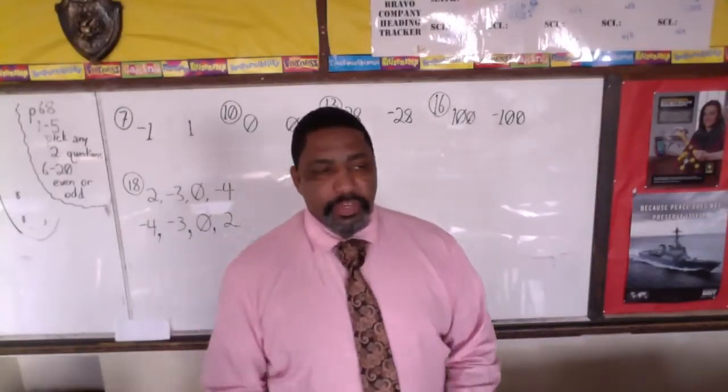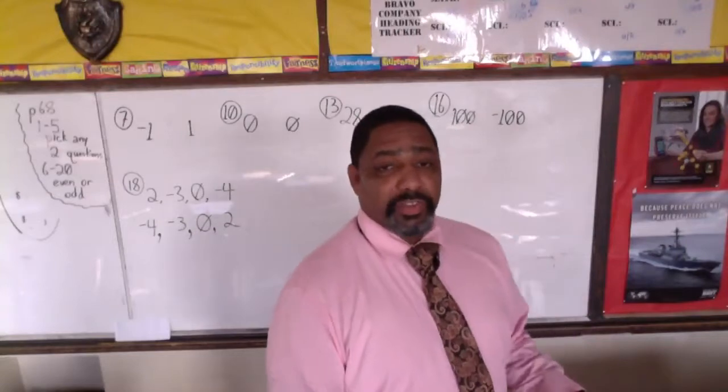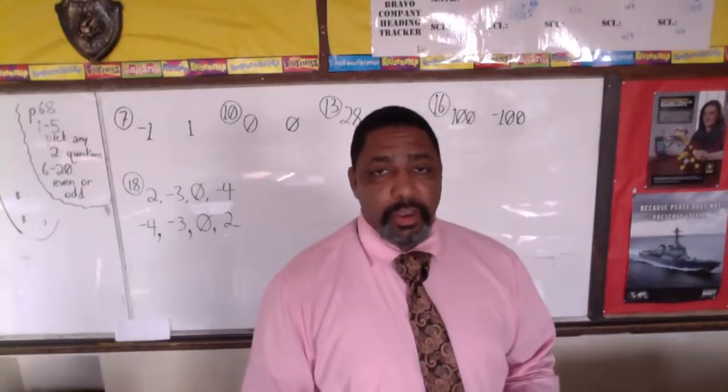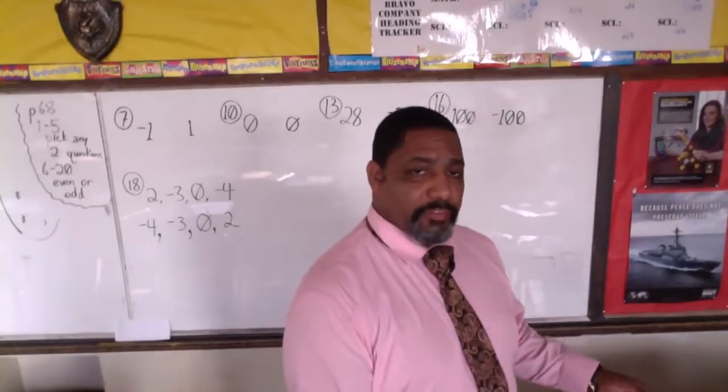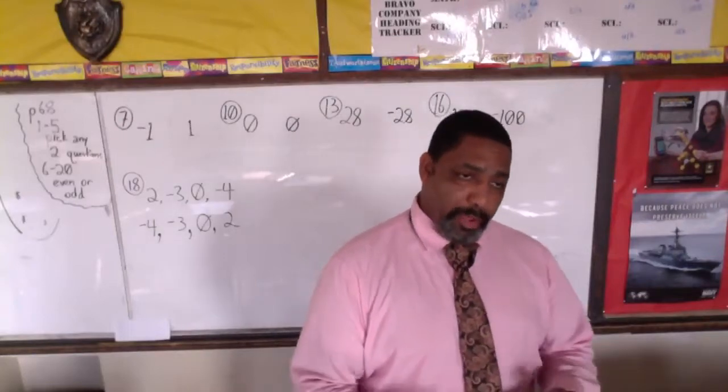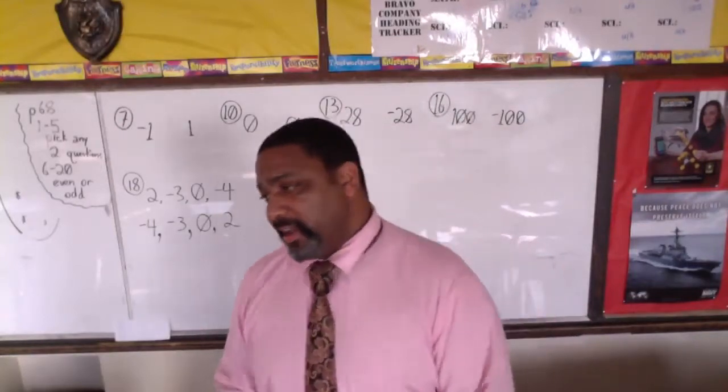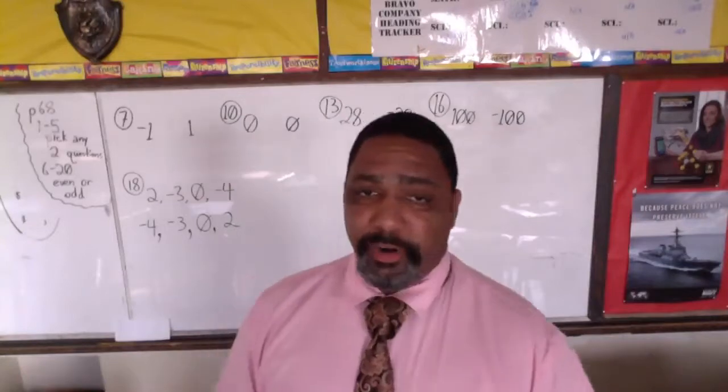Just think which numbers out of the ones smaller than 0, meaning the negative numbers, which one is the farthest away from 0. That's where I'll start, and then I'll work my way closer to 0. Then I'll start working my way up the opposite direction.